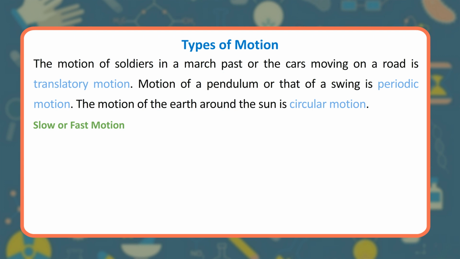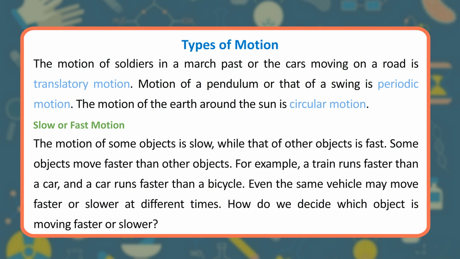Slow or fast motion. The motion of some objects is slow, while that of other objects is fast. Some objects move faster than other objects. For example, a train runs faster than a car, and a car runs faster than a bicycle. Even the same vehicle may move faster or slower at different times. How do we decide which object is moving faster or slower?